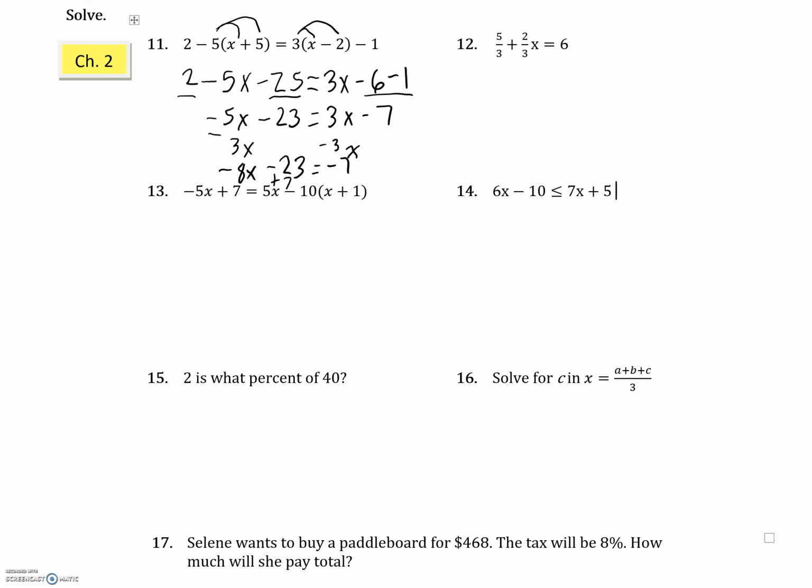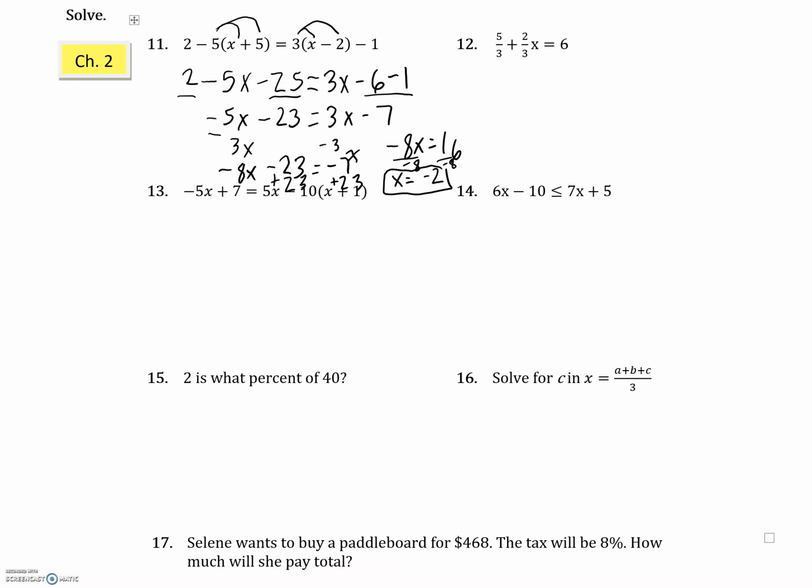We'll add 23 to both sides. We have negative 8x equals positive 16. Divide both sides by negative 8. And x equals, on this one, negative 2. Now if you want, you can plug that back in. You should get a true statement as long as you plug it in everywhere x shows up.